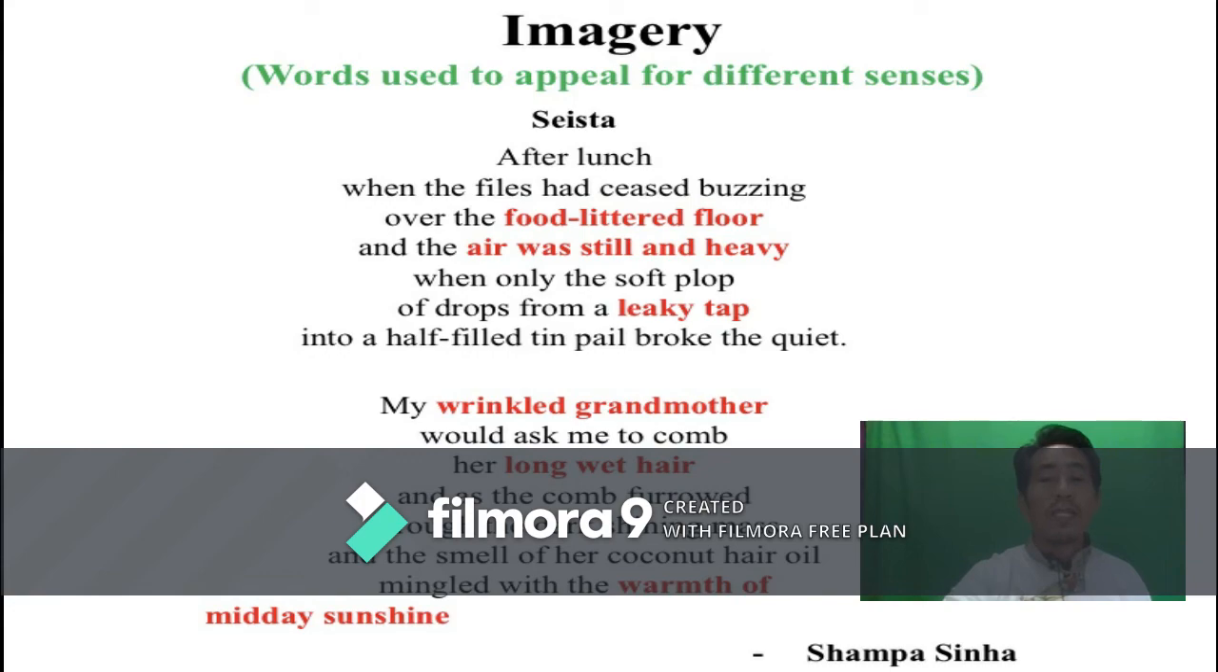So these are some of the literary devices. I'm sure you are familiar with all these literary devices. You have been studying lots and lots of poems, and in all the poems you will come across these literary devices. Nevertheless, I've prepared this lesson so that it becomes a recapitulation for you.